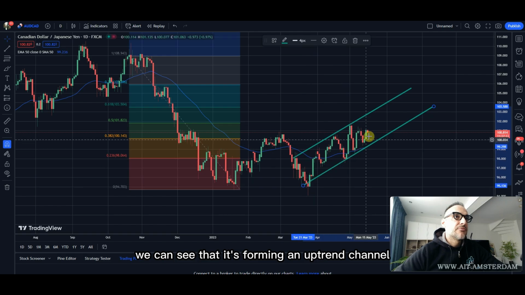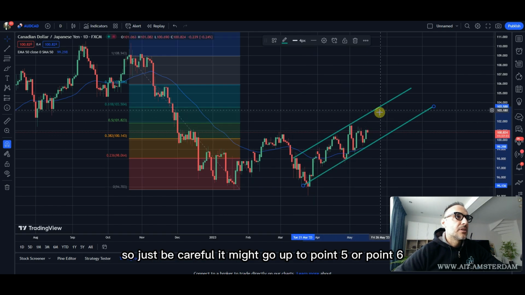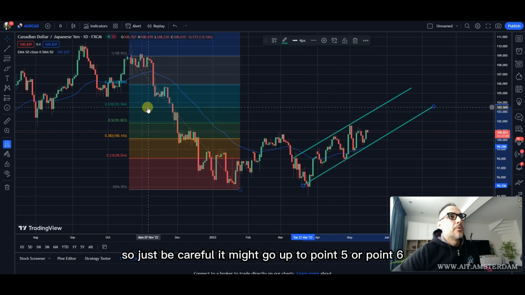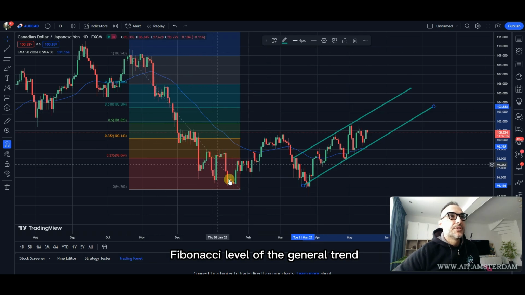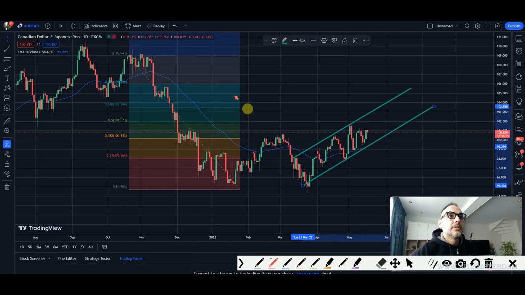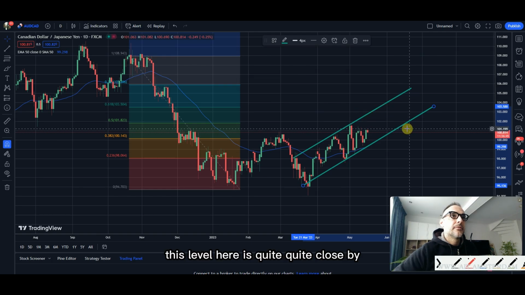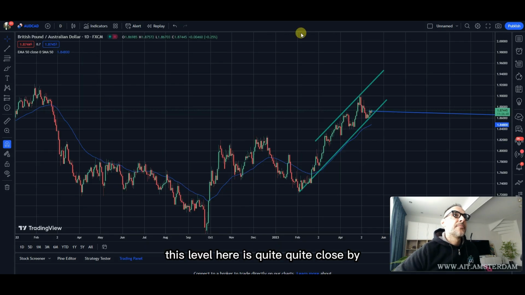We can see that it's forming an uptrend channel, so just be careful, it might go up to the 0.5 or 0.618 Fibonacci level of the general trend. This level and this level here is quite close by.